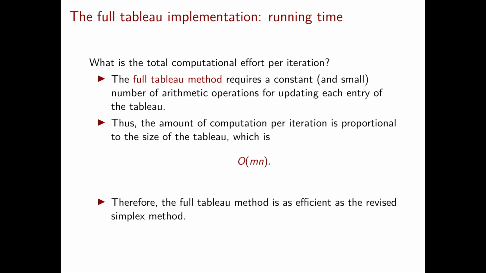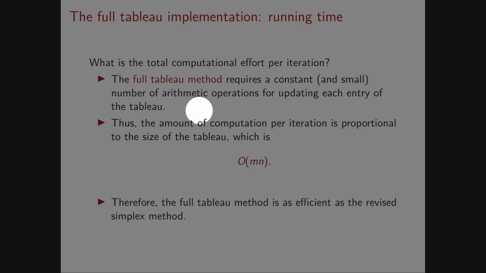Now I think we have understood quite well the full tableau implementation, but there's one thing that we still have not analyzed, namely the computational effort per iteration. In fact, we've already seen the computational effort per iteration both for the naive implementation and the revised simplex method. Now we're going to understand it for the full tableau implementation. In this case, it's very simple. In fact, it's clear from the description of the full tableau method that in every iteration we simply need to update every entry of the tableau.